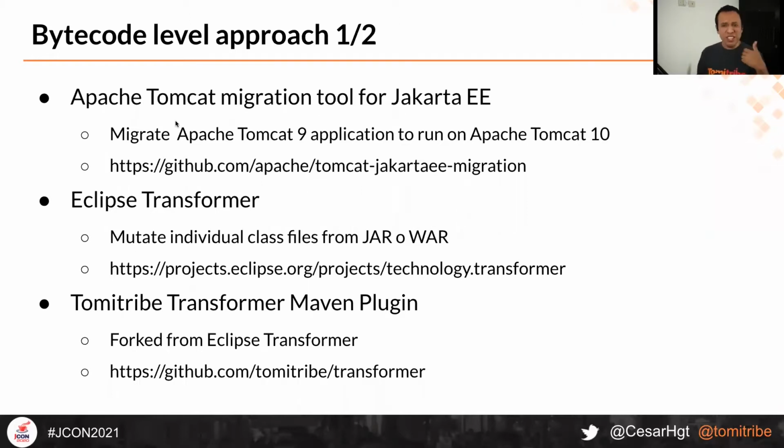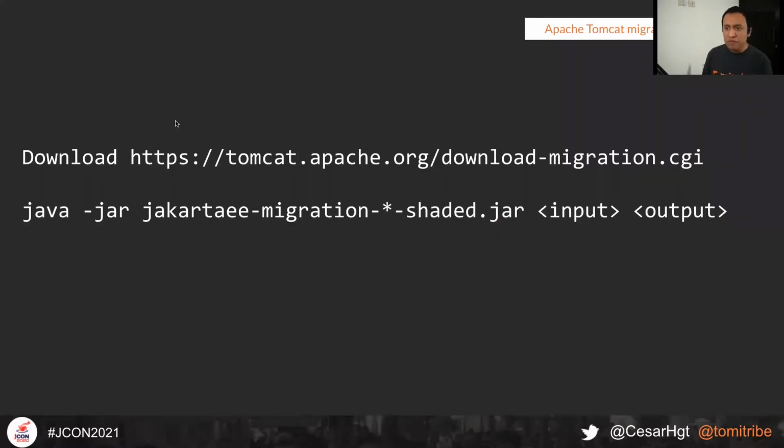Okay, so let's see what this bytecode level approach means. So, two steps, really simple. You can go download the jar file, and then you just execute java -jar jakartaee-migration, then the version, the profile shaded, and you just put an input and an output. It could be a jar file, it could be a WAR file, and then you're going to see what happens. So, let's do this demo really quickly.